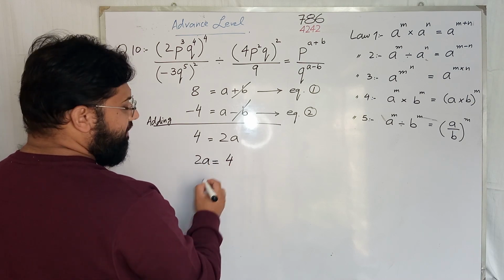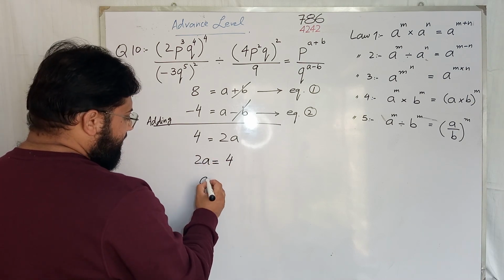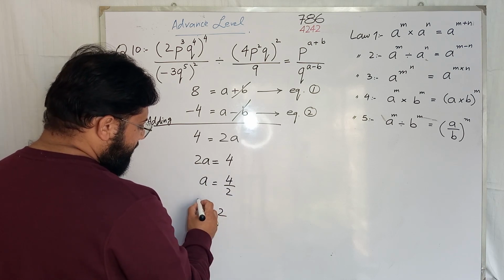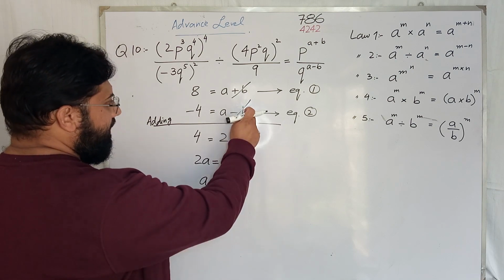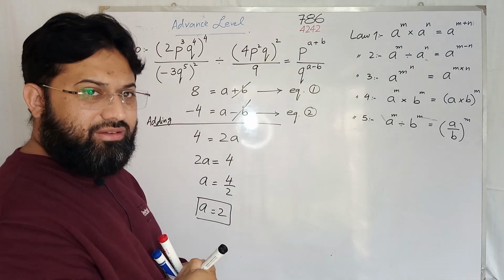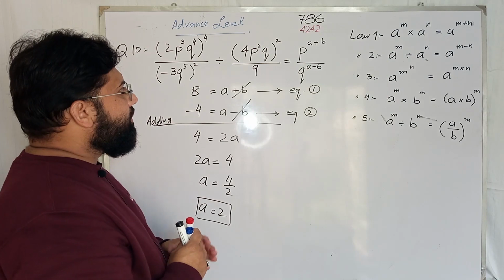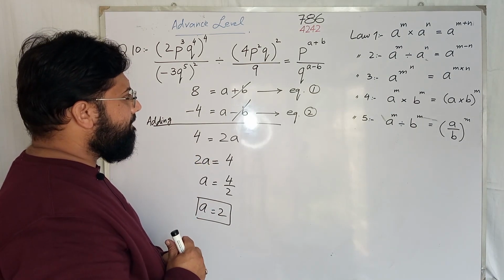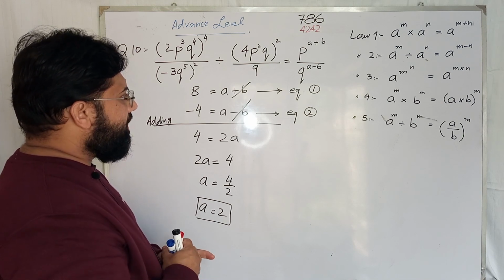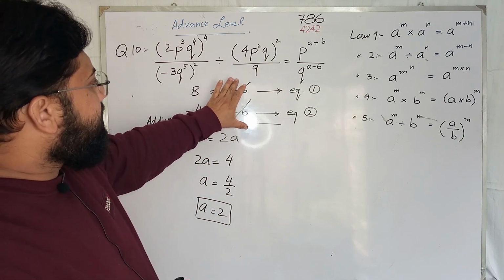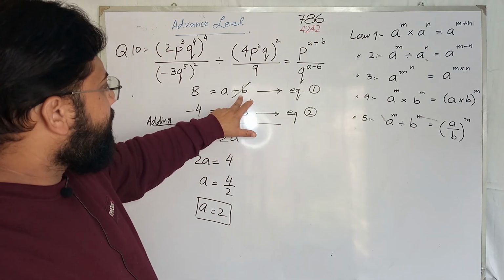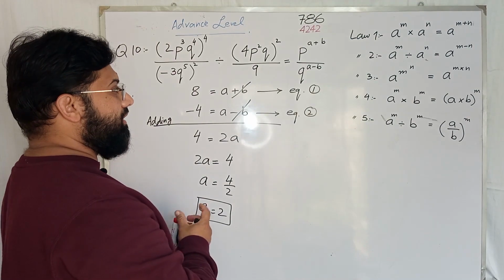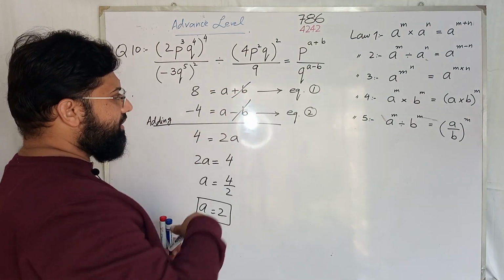I can flip the values. A is equal to 4 over 2. So A is equal to 2. So I get the first value. This is called the elimination method. When we do this algebra, there are three different types of solution. One we call substitution method, second we call elimination method, and third is the graphical method to solve the simultaneous equation. Here we are using elimination method.